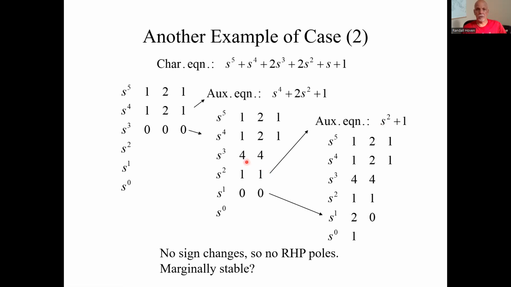Its auxiliary equation comes from here, which is s squared plus 1. So its derivative is 2s. Replace that all 0 row with that. Continue on down. And we get all positive numbers again. So no right half plane poles. That much is true. Is it marginally stable or unstable?